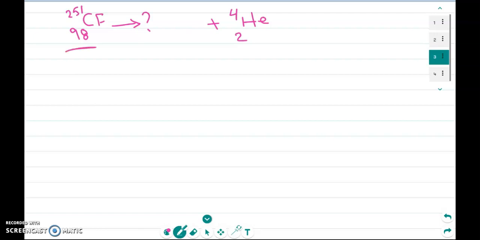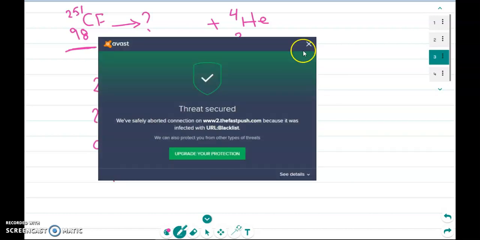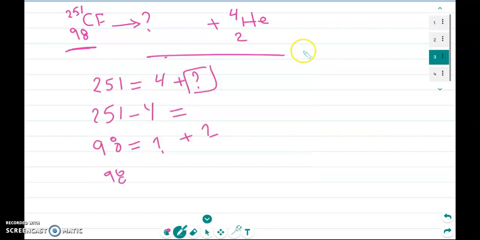How do we do this? Again, anything on the reactant side has to be equal to the total of the product side. So what we're saying is 251 is equal to 4 plus what? Find this: 251 minus 4 is your result. And here we have 98 equals what, plus 2? Same thing, so 98 minus 2.